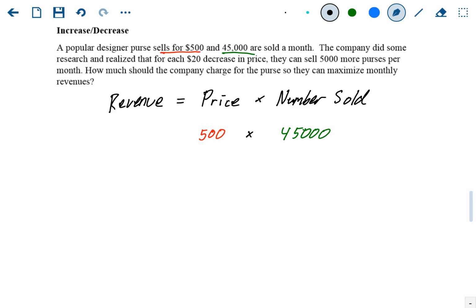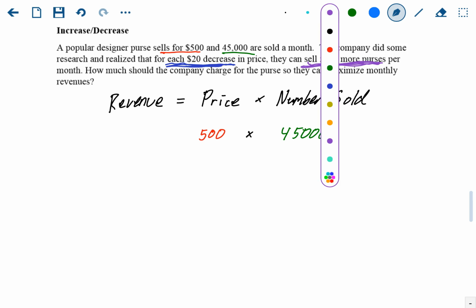But then that research comes in. They realize that for each $20 decrease in price, they could sell 5,000 more purses. Okay. So the price is going to decrease while the purse number is going to increase, hence the increase-decrease problems.